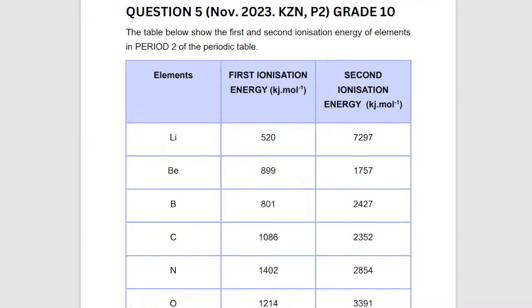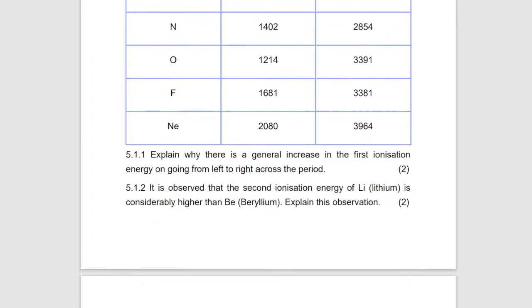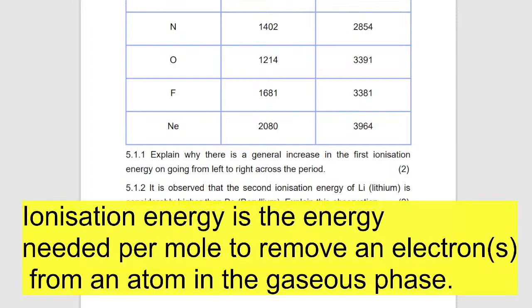So we are only dealing with that specific period. Okay? So now the question further states the following here. Explain why there is a general increase in the first ionization energy going from left to right across the period. Now let's look at the definition of ionization energy. I did write it there so you can see it. Ionization energy is the energy needed per mole to remove an electron from an atom in the gaseous phase.